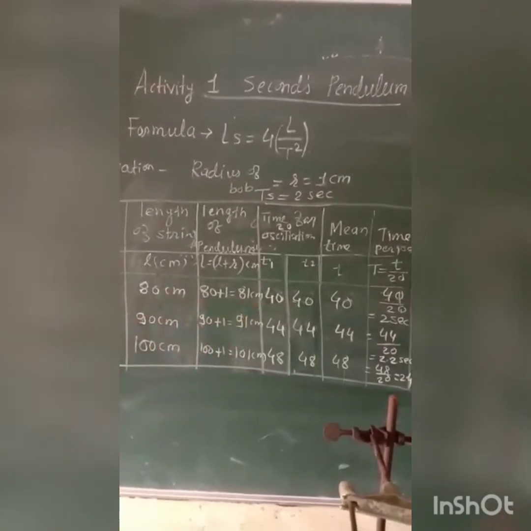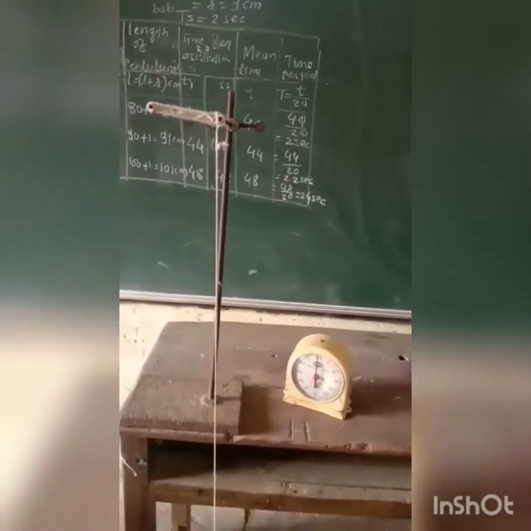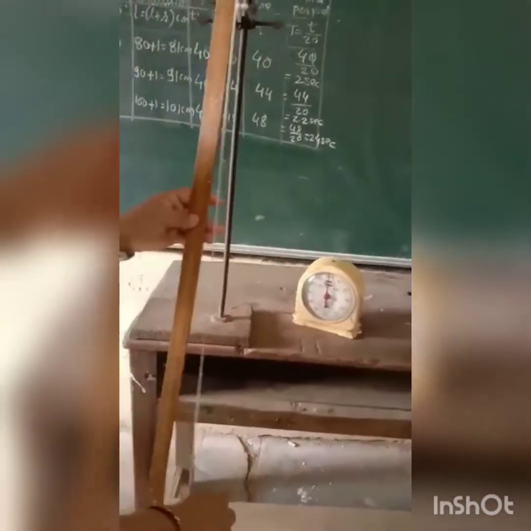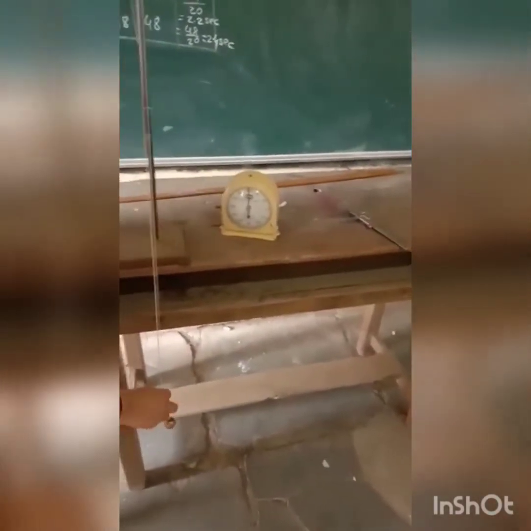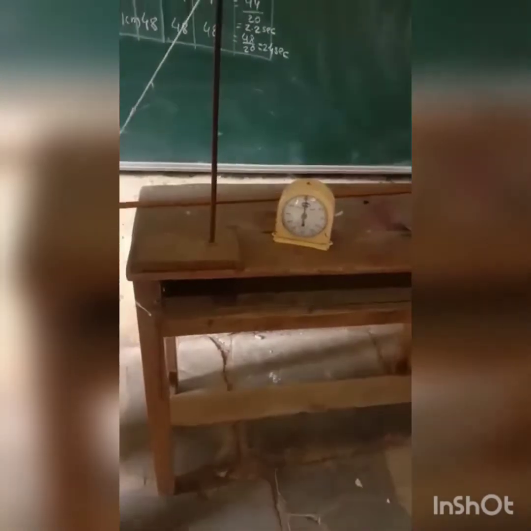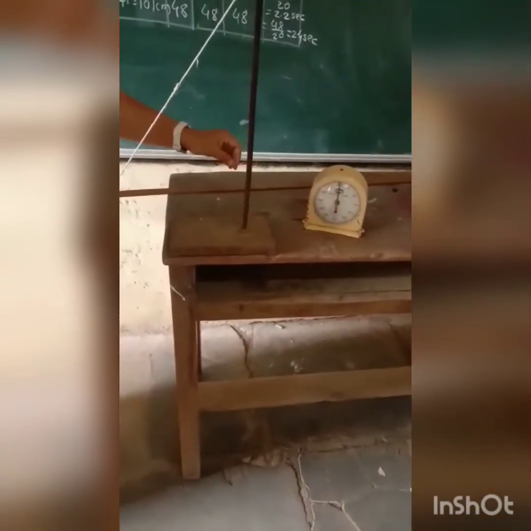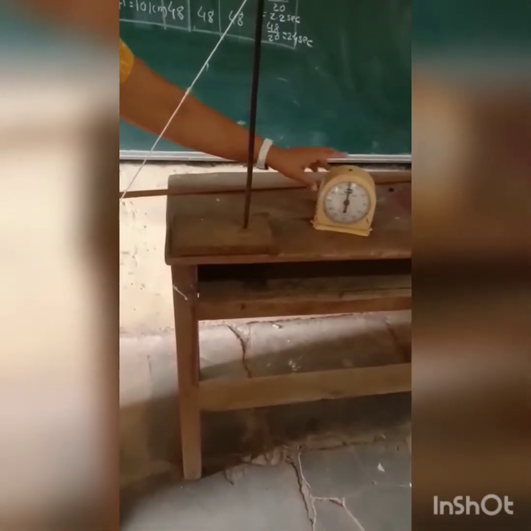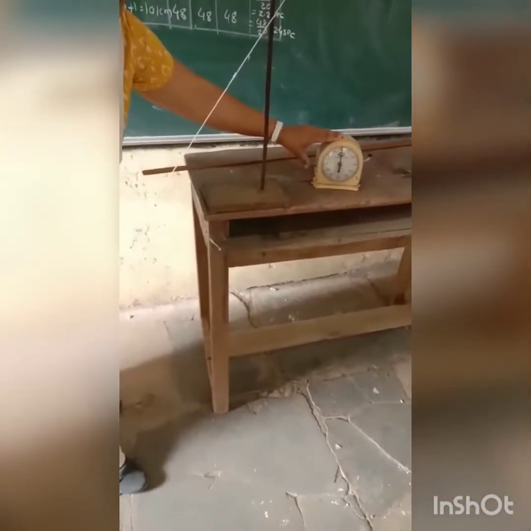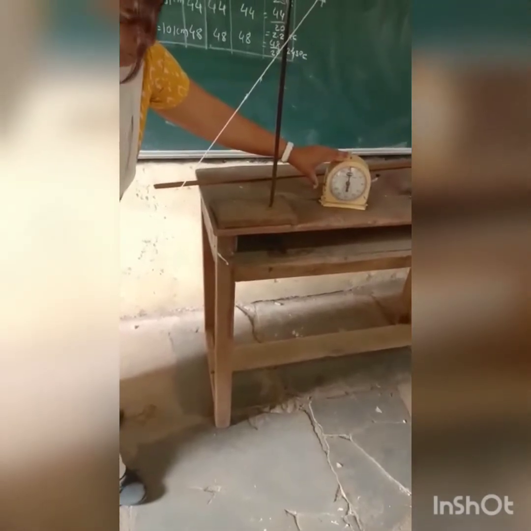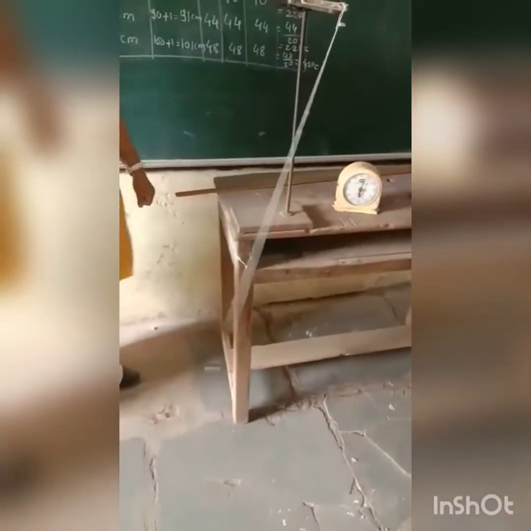Now what do we have to do? Tie the string to a support. After that, measure the length of the string. I have adjusted the length of the string to 80 centimeter. After that, you have to displace this bob from its equilibrium position and note down the time for 20 oscillations. The moment I release the bob, you have to switch on the clock. I am going to release the bob, and switch on the clock.